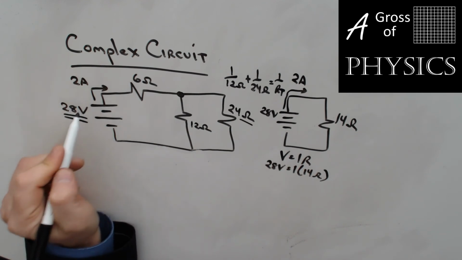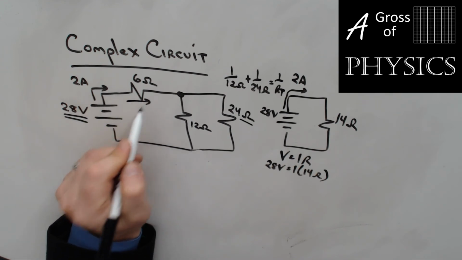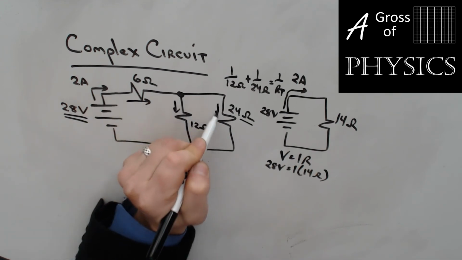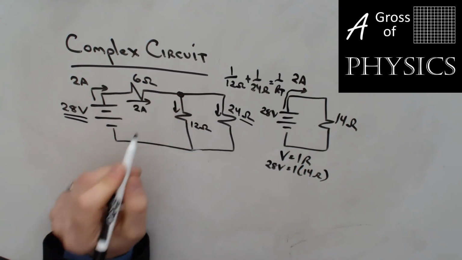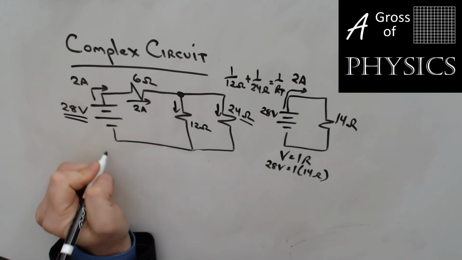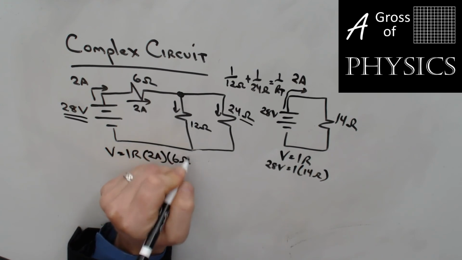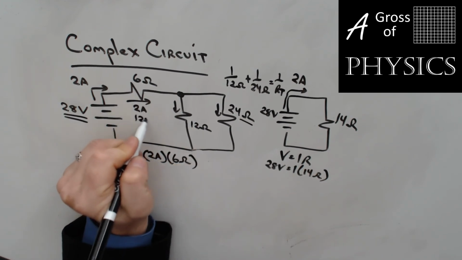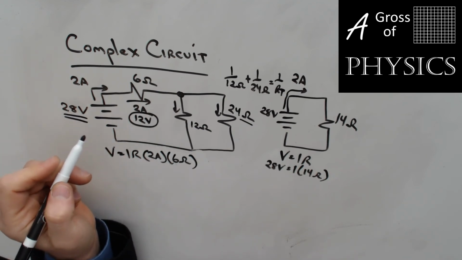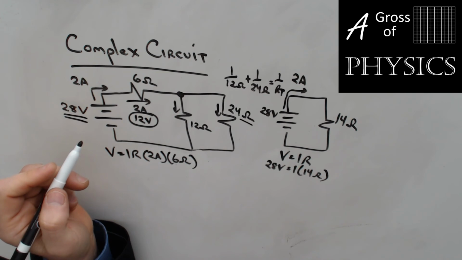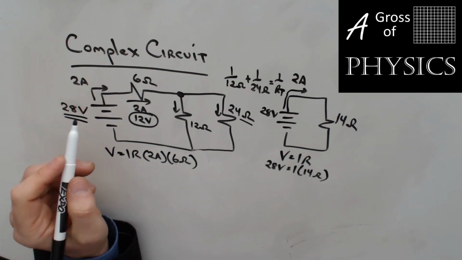Now, at this point, we have 28 volts and 2 amps. It has to go through here, then it's going to split up. So the 2 amps flows here, and then we don't know about the current there. But if we know the current and the resistance, we could do V equals I R. 2 amps times 6 ohms, and you get 12 volts. Now, 28, and you lost 12. How much is left to go through the other 2? Looks like 16 volts left.